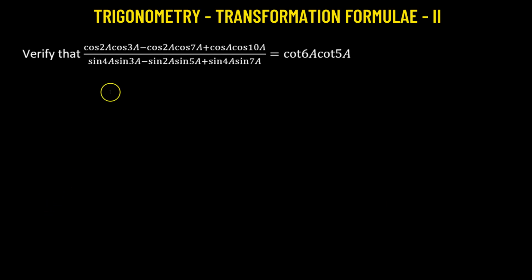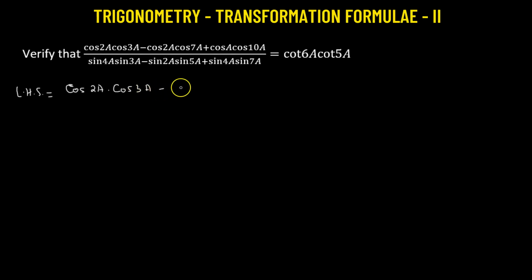So here we need to verify the following. We'll start the problem from the left hand side. Here on the left hand side, let's look at the numerator part. The first term is cosine of 2a times cosine of 3a. So what we have here is the product of two cosine functions.